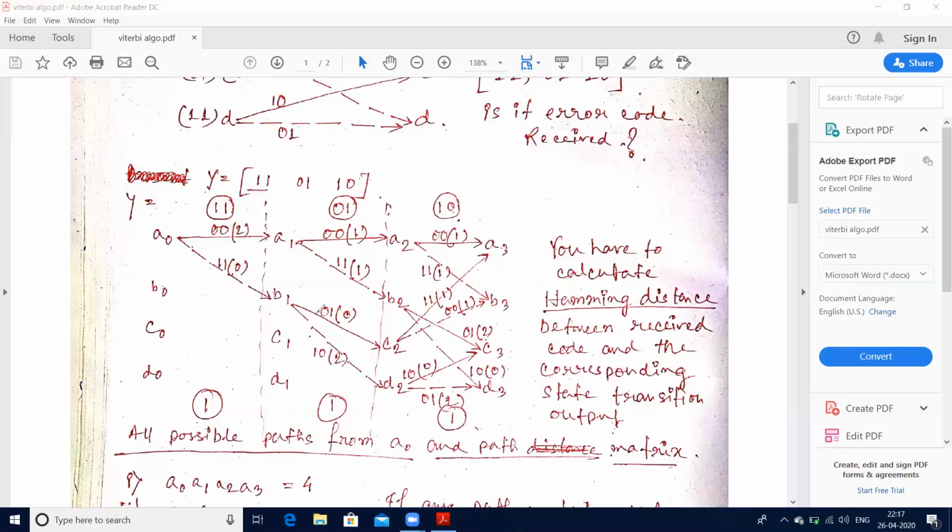And this is the corresponding output for the 0 input. This is 0 1. When B1 present state is transferred to the next state C2, the corresponding output for the input 0 is 0 1, and this is 1 0 when I'm using input as 1. In this way you have to write all the outputs considering the inputs. Okay, next we have to do that.